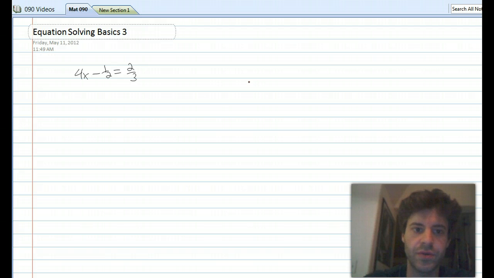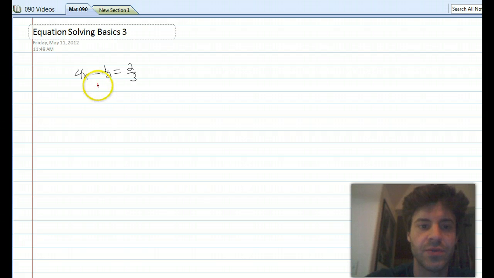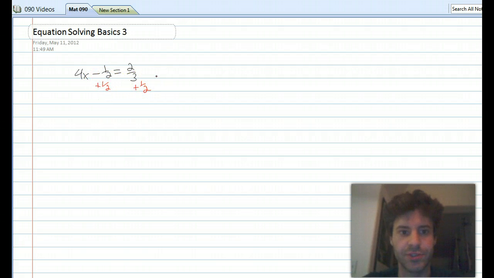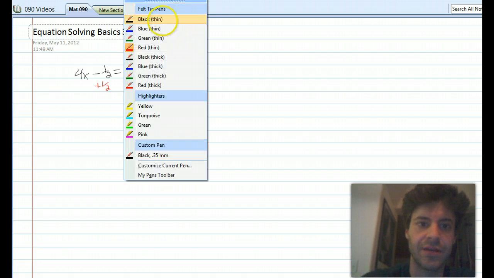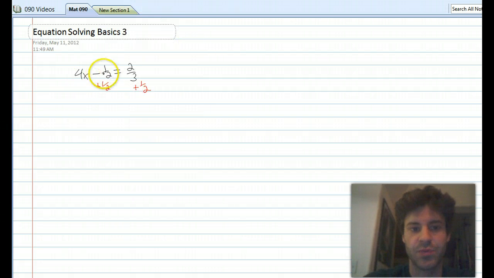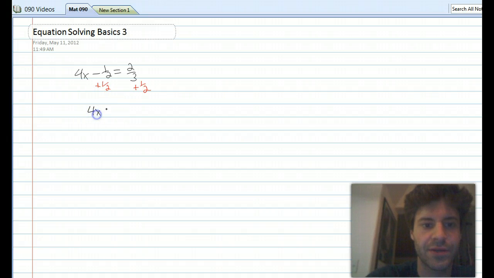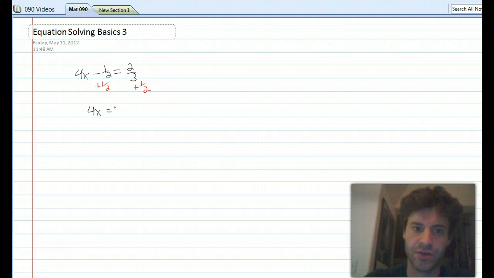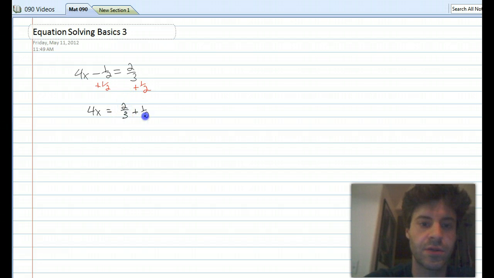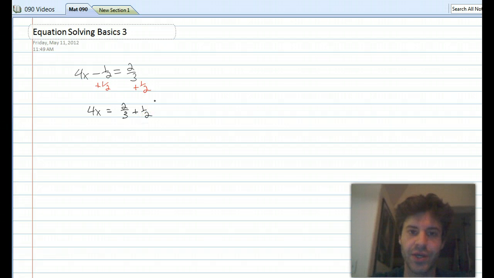The first thing we want to do is get rid of this minus 1/2. The way that we do that is we add 1/2 to both sides of the equation. On the left side, 4x minus 1/2 plus 1/2, the 1/2s cancel each other out and you're just left with 4x. On the right side of the equation, you have something a little more complicated than what we've done before. It's 2/3 plus 1/2. And the question is, how do you add those two fractions? Again, go to the other videos for a review on adding fractions.